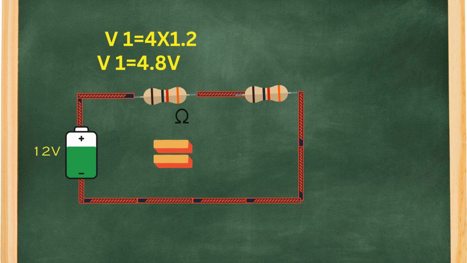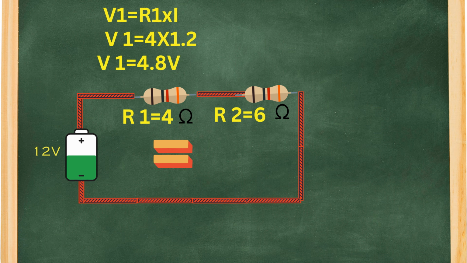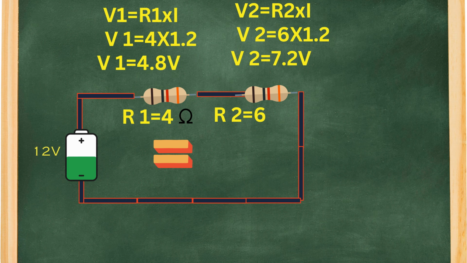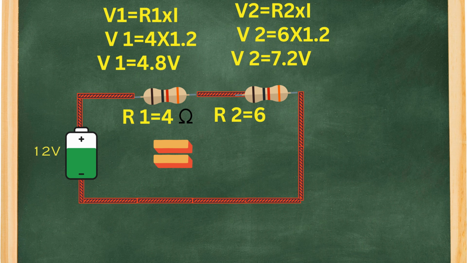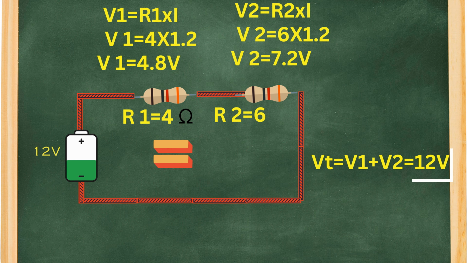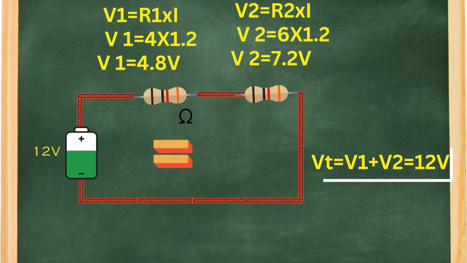The voltage drop across each resistor is V equals I times R. For the 4 ohm resistor, V1 equals 1.2 amps times 4 ohms equals 4.8 volts. For the 6 ohm resistor, V2 equals 1.2 amps times 6 ohms equals 7.2 volts. Adding these gives us the total voltage, 4.8 volts plus 7.2 volts equals 12 volts, which matches our battery voltage.